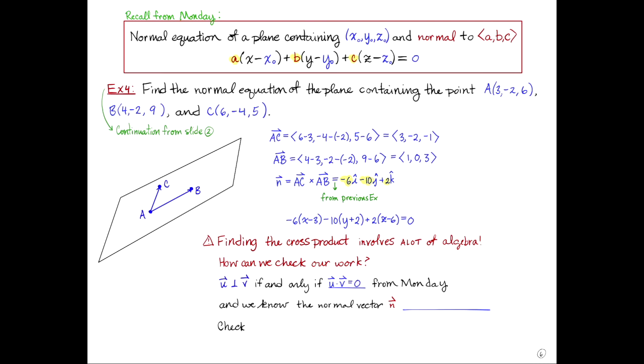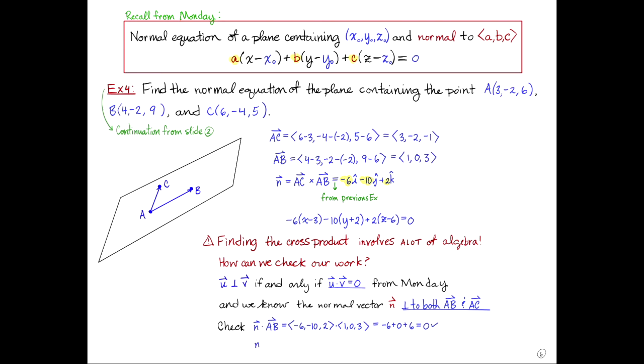We also know that the normal vector has to be orthogonal to both the vector AB and AC. So let's check our work and see if when we take the dot product of the normal vector with AB and then also with AC, do we get back 0? The dot product of n and AB is equal to, n is negative 6, negative 10, 2, AB is 1, 0, 3, which is equal to negative 6 plus 0, plus positive 6, which is 0.